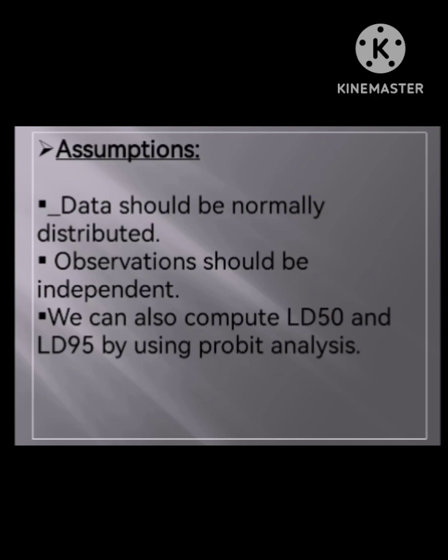So simply, what are its assumptions? Firstly, our data should be normally distributed, observations should be independent, and we can also compute LD50 and LD95 by using it. These are simply the lethal dosage values, and we can also compute unknown values by using Probit analysis.